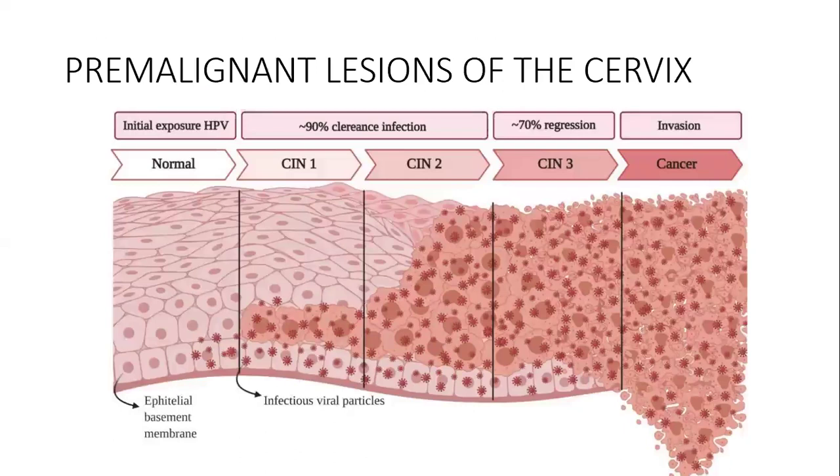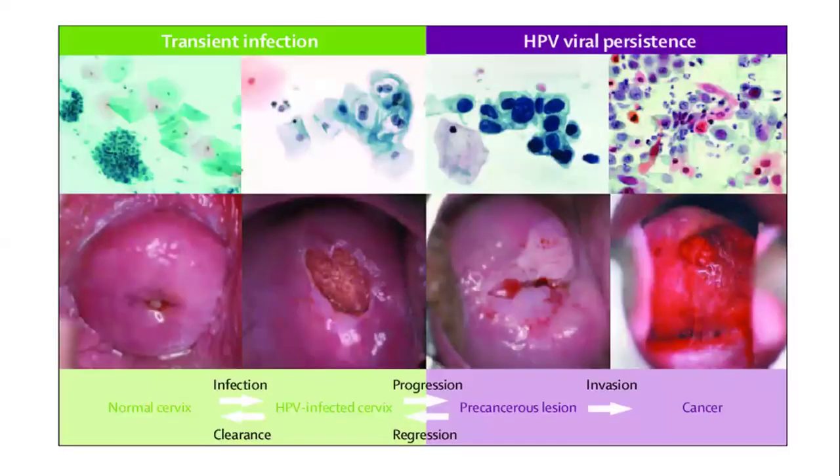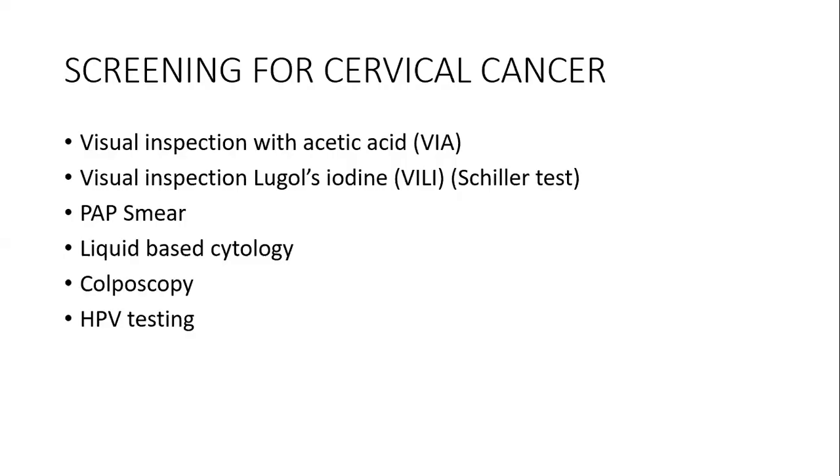So this is just a picture showing us the changes in the epithelium. This picture shows us from the normal cervix, showing the ectocervix with the os. Then as the infection progresses, you see the ulceration on the cervix, and the lesion develops until it finally becomes an invasive cancer, which may spread to other areas.